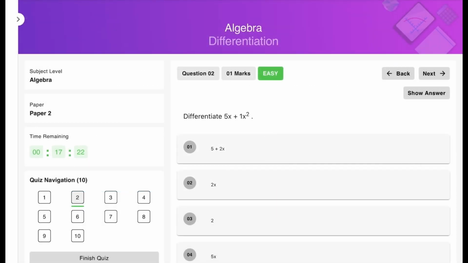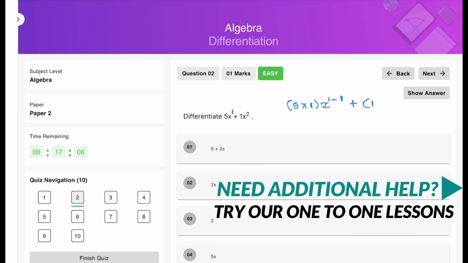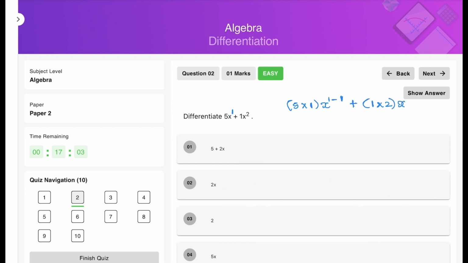Alright, so let's finish off with a few questions. So differentiate 5x plus 1x squared. So remember, there's an imaginary 1 here. So it's basically 5 times 1, x to the power of 1 take away 1, plus 1 into 2, x to the power of 2 take away 1. So this will become 5x to the power of 0. And this is going to become 2x to the power of 1. And this is basically simply going to simplify to 5. And this is going to be 2x. So 5 plus 2x is this differentiation. So that is option number 1.